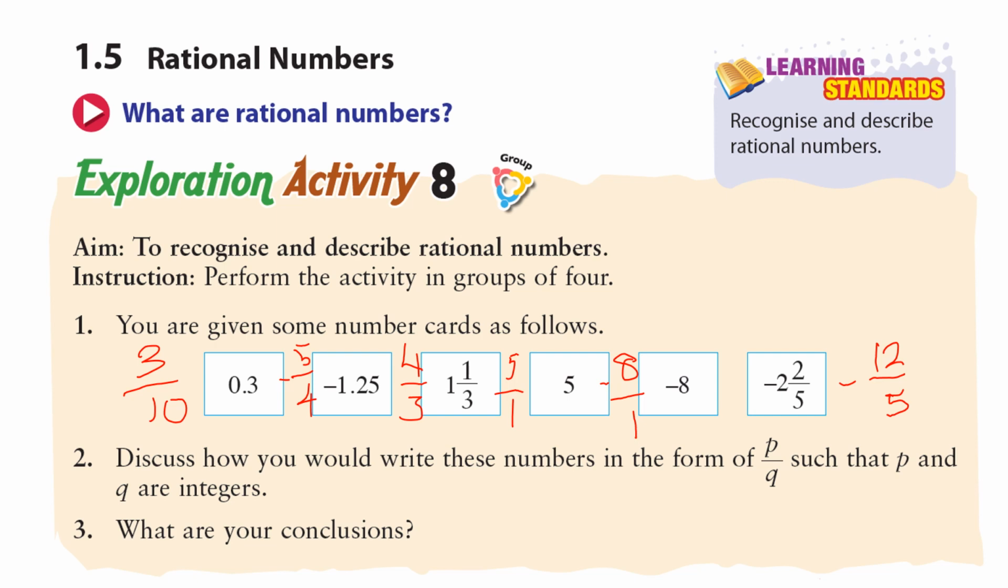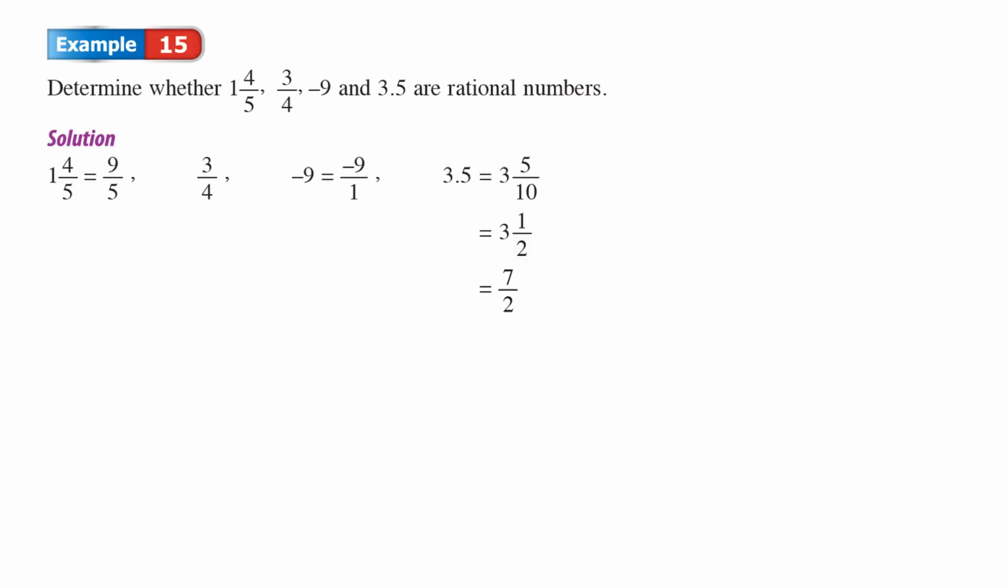So you can actually see all the numbers shown here. You can change it into a fraction, which is in the form of P over Q. Alright, and P over Q must be integers. So, this is how we define rational number.